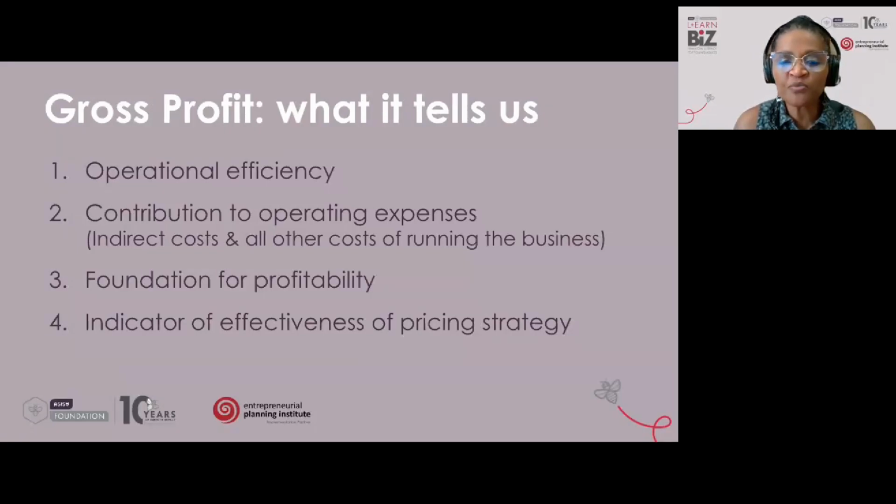It also forms part of determining whether, at the bottom line at the end of everything, our business is going to be profitable. Because if our gross profit margin is low, and we are unable to cover our operating expenses, it is clear that we're not going to make a profit. But if our gross profit is high and we have enough room to cover the other running costs, then we are able to make a profit.